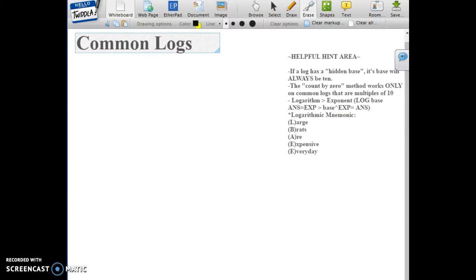Discussing common logs. For those of you who don't know what a common logarithm is, or even what a logarithm is, simply put, a logarithm asks, what exponent must you raise a base number to get the answer? Verbally, that may seem difficult to understand, so let's write one out. To save face, we'll use a common log.